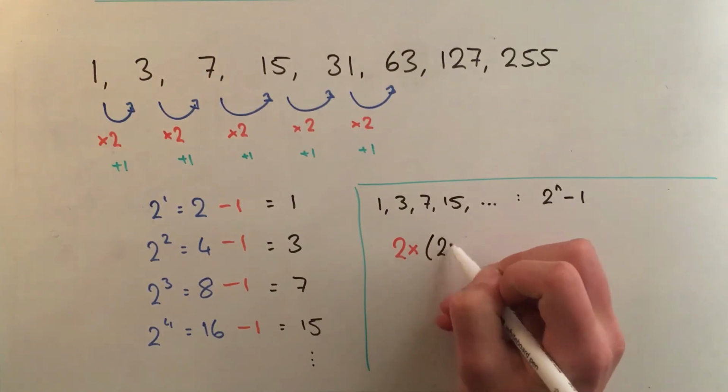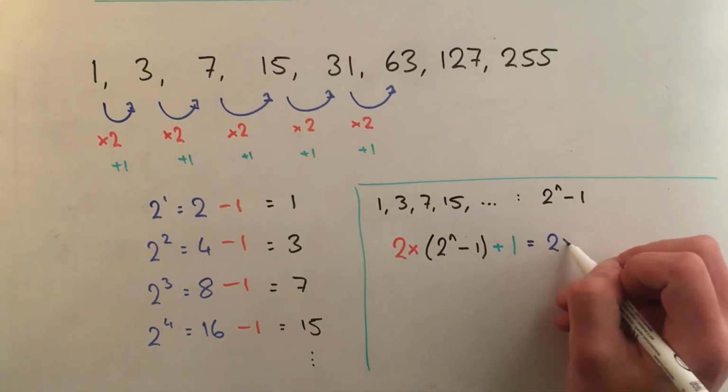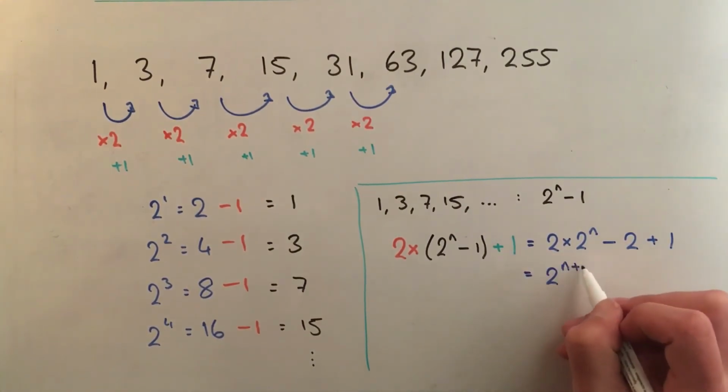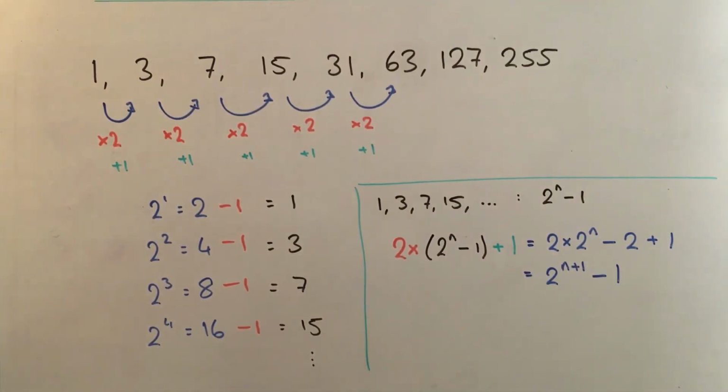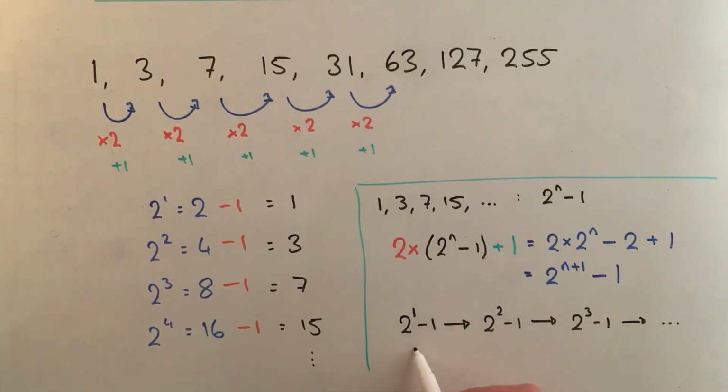If we times this general term by 2 and add 1, we get 2 times (2 to the n minus 1) plus 1, which is equal to 2 times 2 to the n minus 2 plus 1 when we expand the bracket, and this is 2 to the n plus 1 minus 1, 1 less than the next largest power of 2. This explains why our sequence is going to keep generating numbers 1 less than a power of 2, and why we get 1, 3, 7, 15, and so on. This is an example of a proof by induction.